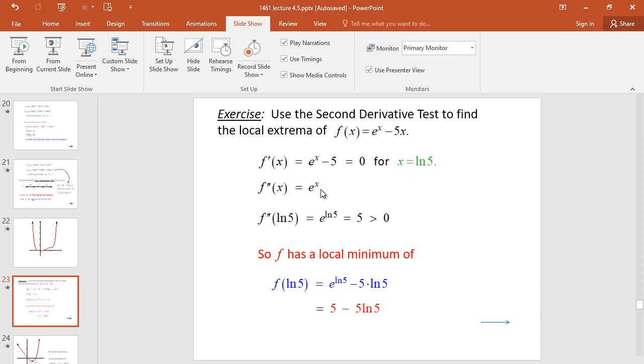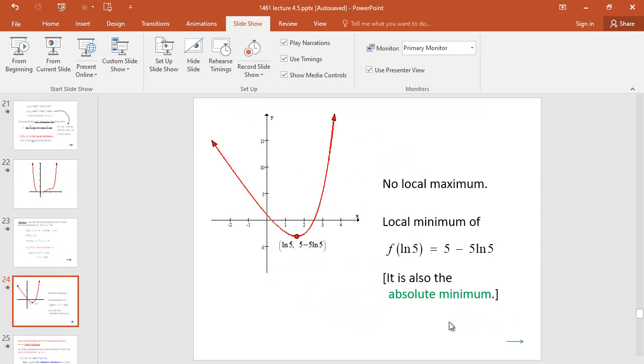So what is f evaluated at ln of 5? It'll be e to the ln of 5 minus 5 times ln of 5, which is 5 minus 5 ln of 5. Here is the graph of this function, and you can see that at the critical point ln of 5, the function value is 5 minus 5 ln of 5, and there we have a local minimum. In this case, it turns out to be the absolute minimum as well on the entire set of real numbers.